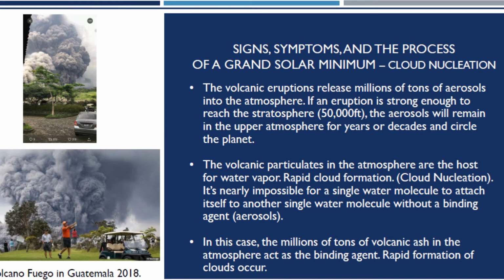These very large volcanic eruptions can release millions of tons of aerosols and ash into the atmosphere, and if the volcanic eruption is strong enough, it goes into the stratosphere. The aerosols remain there for a very long time. And we saw this in the year without a summer in 1816. The volcanic particulates then can interact with the cosmic rays to result in very rapid cloud formation and cloud nucleation.